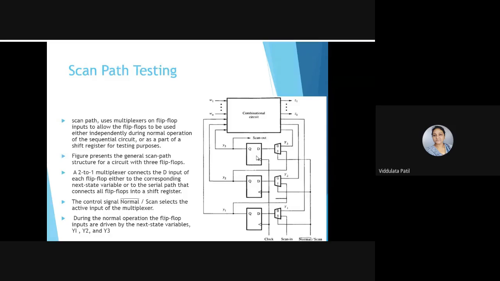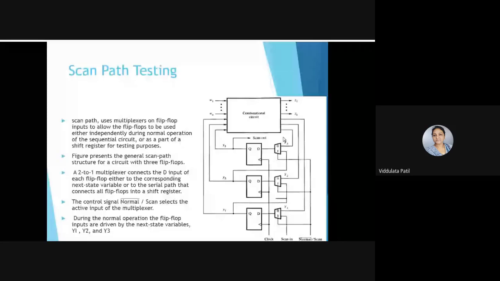For the scanning purpose, the select input is given to one terminal, that is the non-op. If it is normal, then we select whatever is the output of the combinational circuit, that is Y1, Y2, and Y3, as the input to this D flip-flop. That means this circuit will work in normal operation of that sequential circuit.